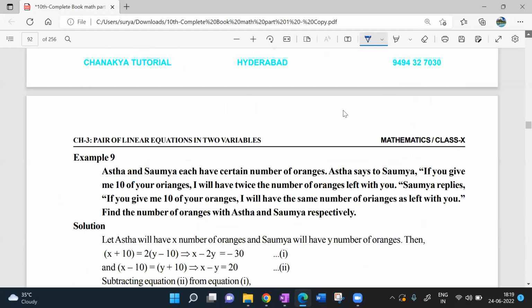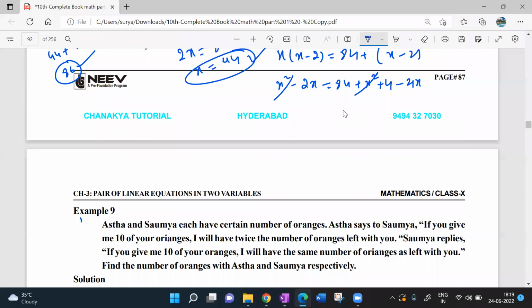Solve this ninth question, quick. Only 2 minutes time. Make it fast.